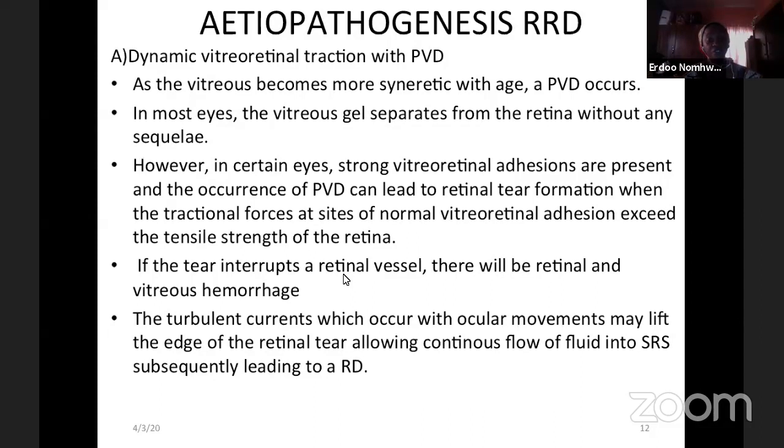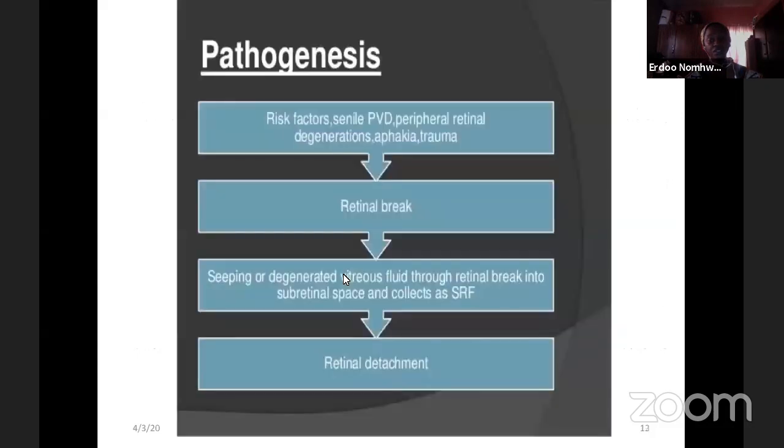And if the tear interrupts a retinal vessel, there'll be retinal hemorrhage, and then sometimes vitreous hemorrhage, like in some patients who eventually present with floaters. The turbulent currents which occur with ocular movements may lift the edge of the retinal tear, allowing continuous flow of fluid into the subretinal space and subsequently leading to retinal detachment.